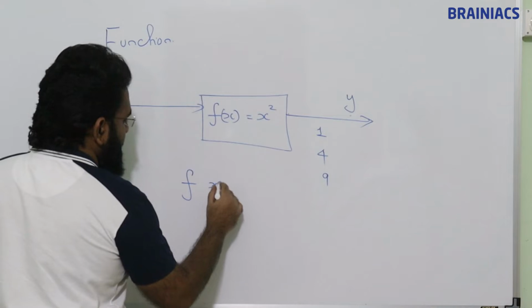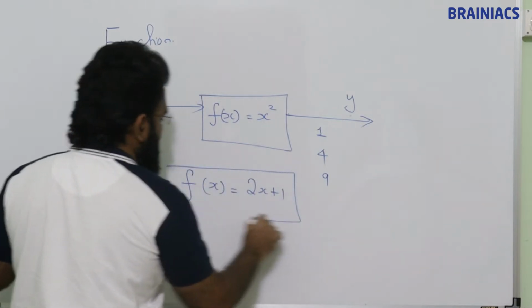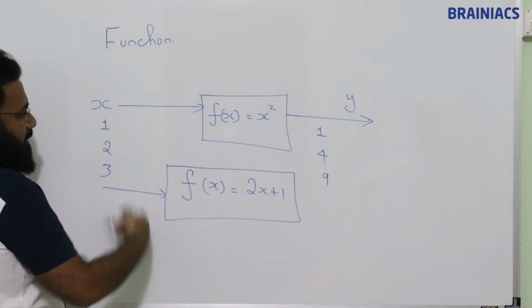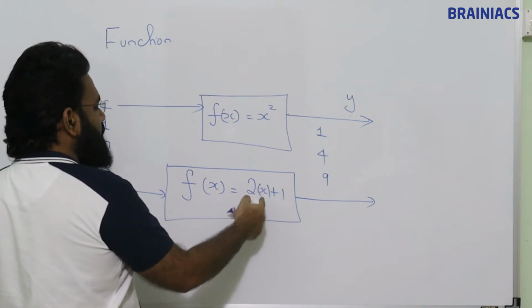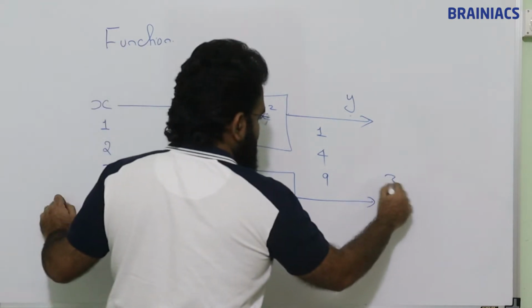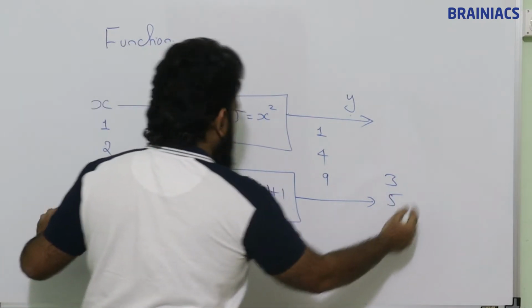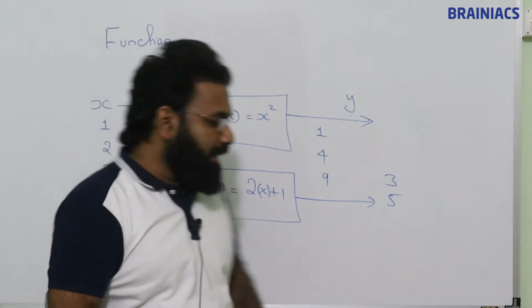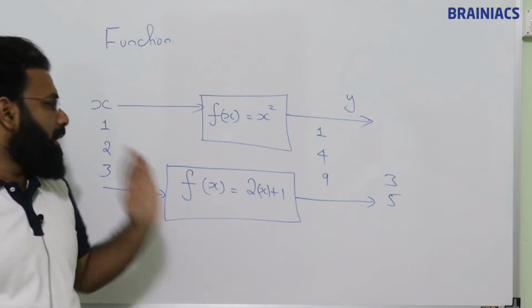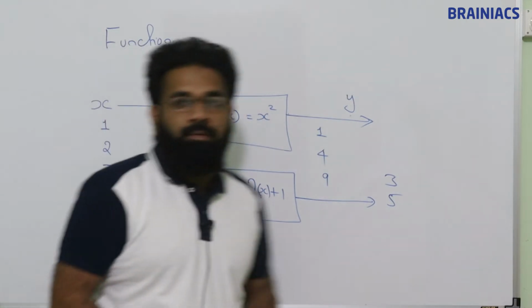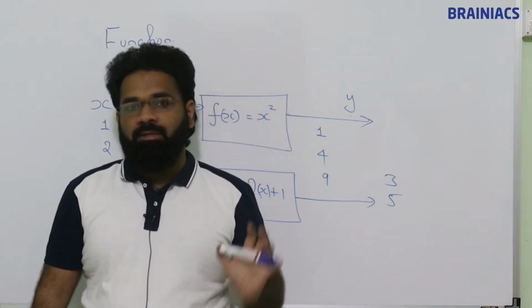Say for example, f of x is equal to 2x plus 1. If we give these inputs here, we will get outputs like 2 into 1 plus 1 is 3. If the input is 2, 2 into 2, 4 plus 1, 5. If it is 3, likewise accordingly. So we give an input, we get an output. This function is nothing but some operation, or it will do some function, that is the meaning.